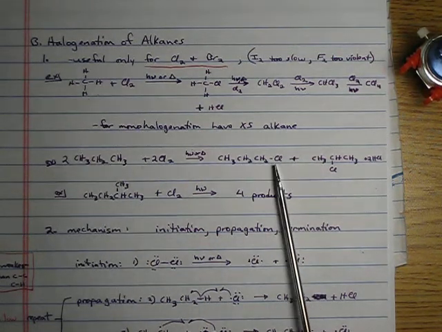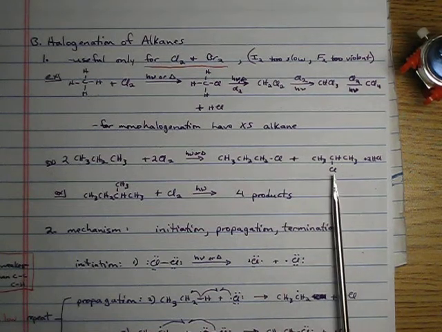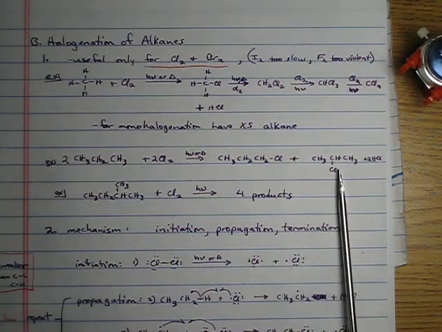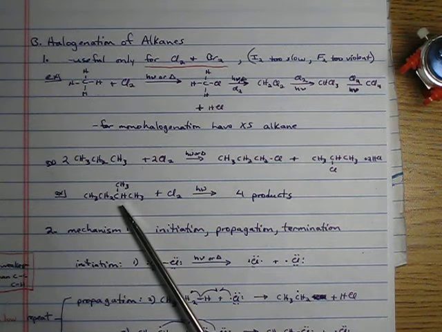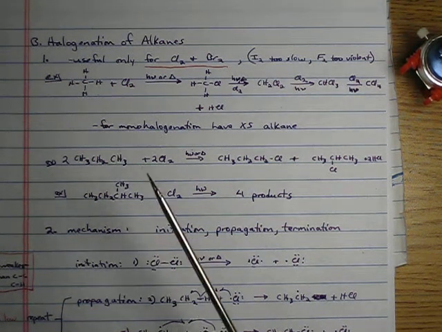So we could have the chlorine at the end, or we could have the chlorine in the middle. So there are two possible monochlorinated products. Well, what about this one down here? What do we see here? How many different monochlorinated products can there be?